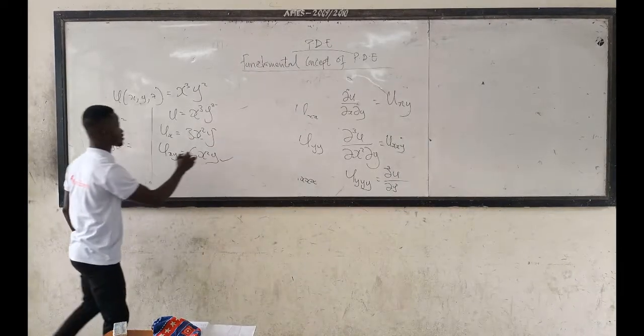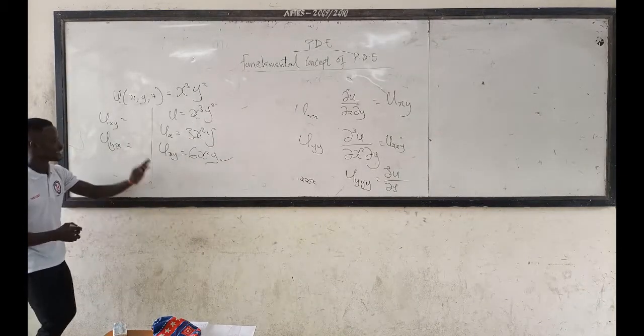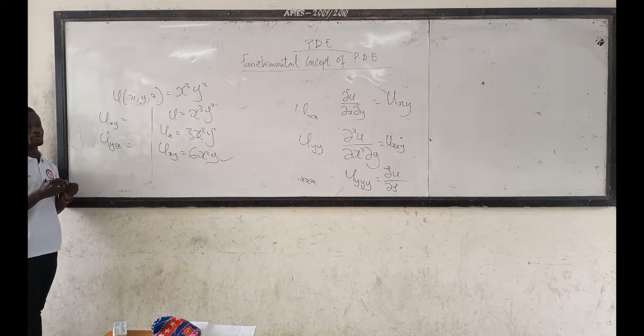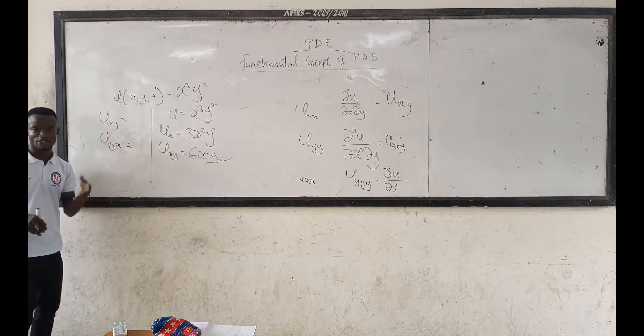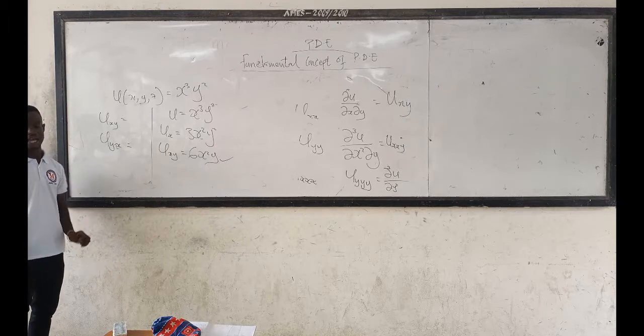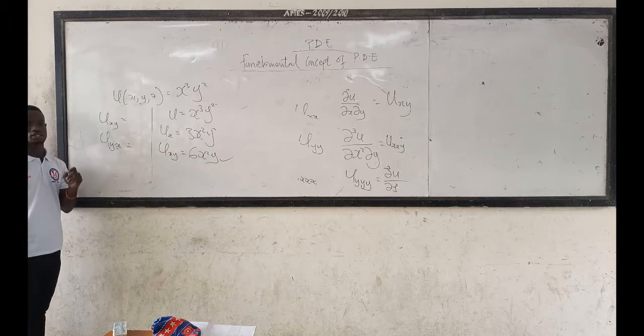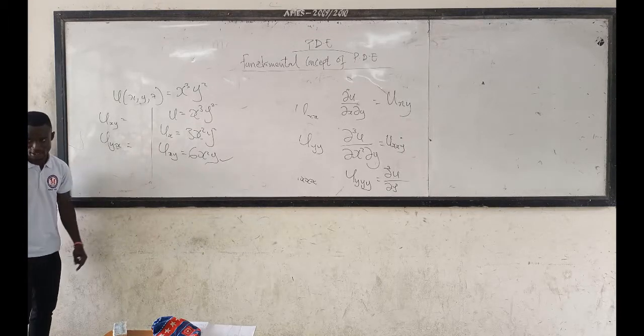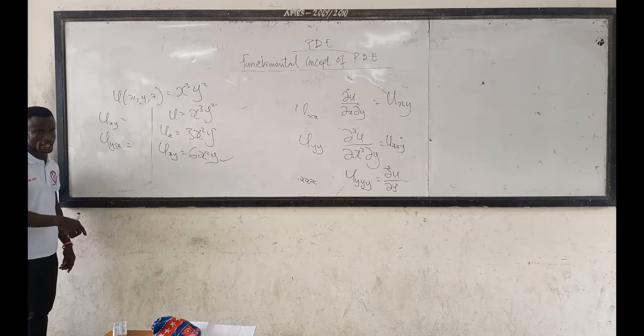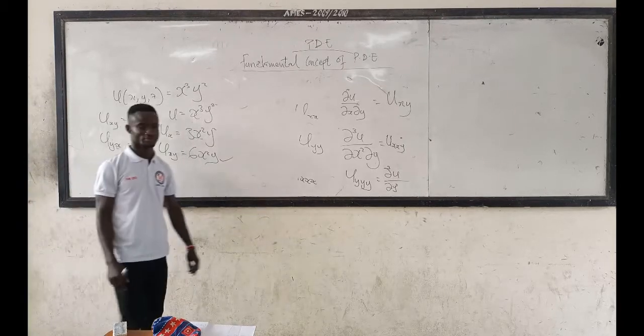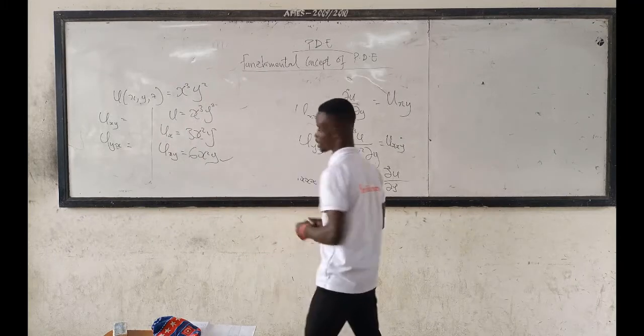Now let's check this. Okay, let's leave that one and go for this. So this one means that we take the x first, and with the result we get, we go for the y. Now we are moving on to this. Which one is coming first? Y. Before we go for the x, let's go for it.